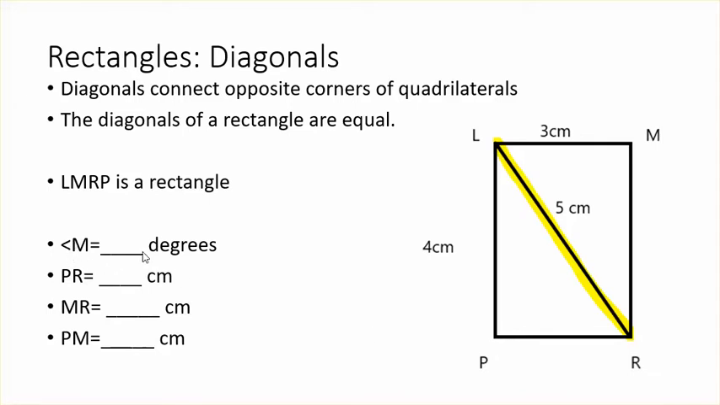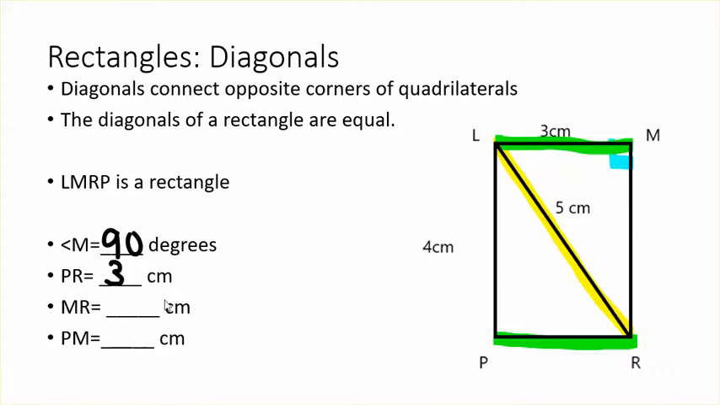How big is angle M? Well, on the previous slide, we talked about how all rectangles have 90-degree angles. So angle M is 90 degrees. Let's find the length of PR. Remember, opposite sides of a rectangle are equal. So PR, the bottom, will be equal to LM, the top. LM is shown as 3. PR is 3.